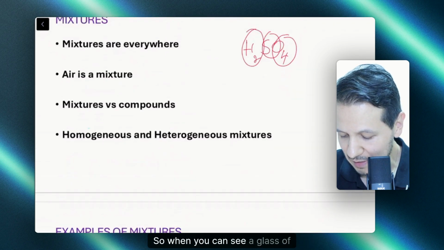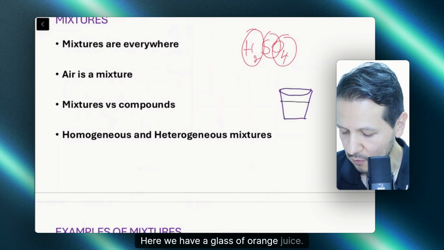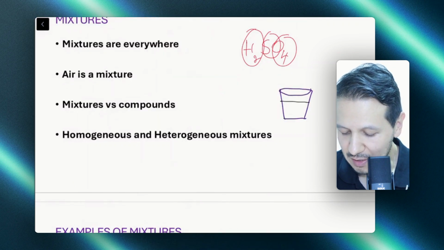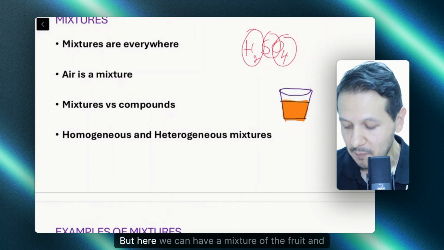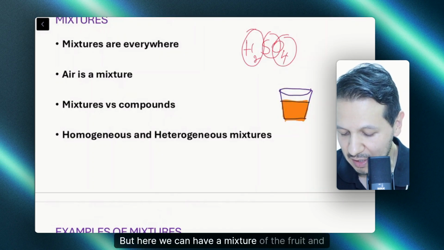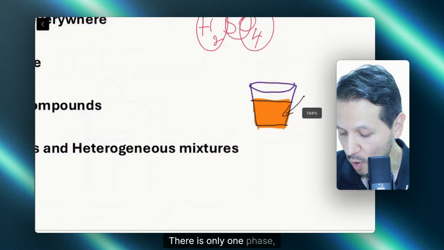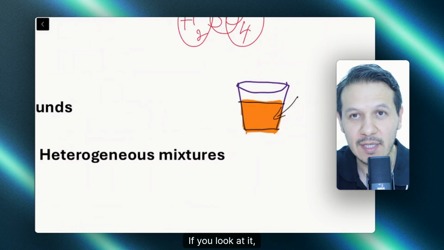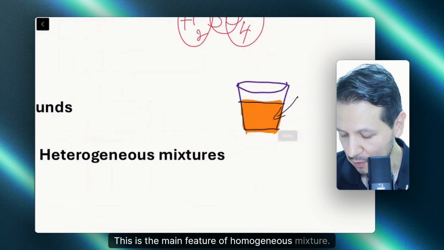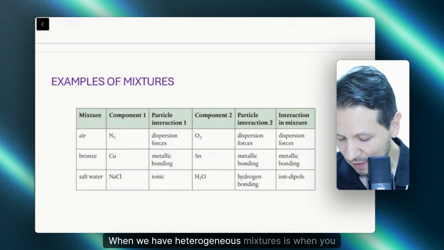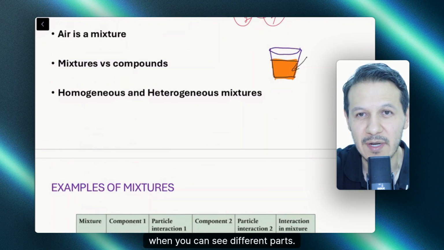When you see a glass of orange juice, you can see only one component, the orange juice, okay? But here we can have a mixture of the fruit and water, and this is a homogeneous mixture. There is only one phase. If you look at it, it looks like it's only one. This is the main feature of a homogeneous mixture. Heterogeneous mixtures are when you have different phases, when you can see different parts.